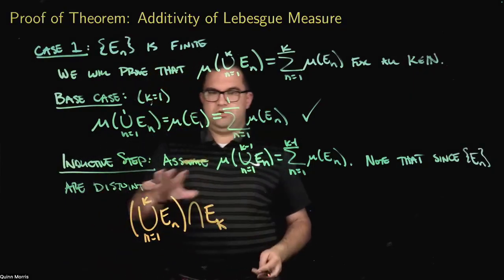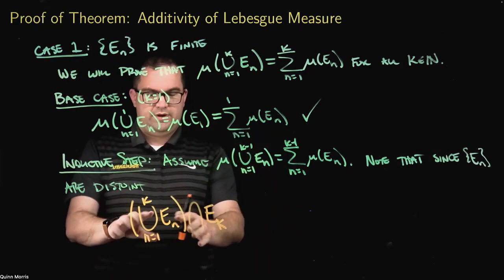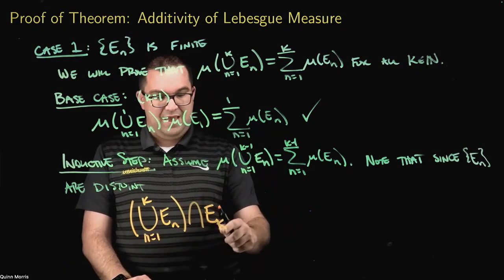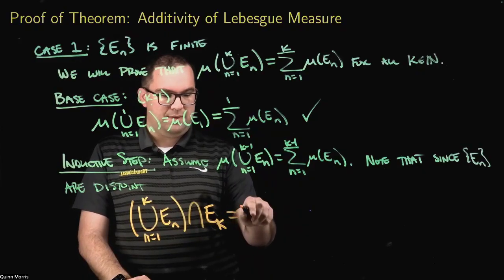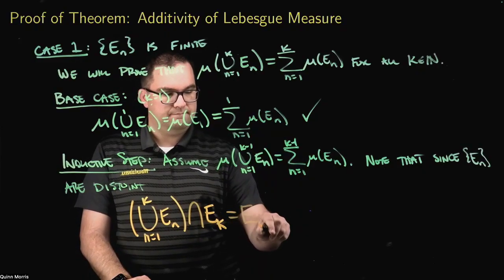Well, let's think about this. What am I going to get? I have a union of all these things, but they're all disjoint, and I intersect that with Ek, but Ek is one of the things in this union. The only thing I'm going to get back is Ek.